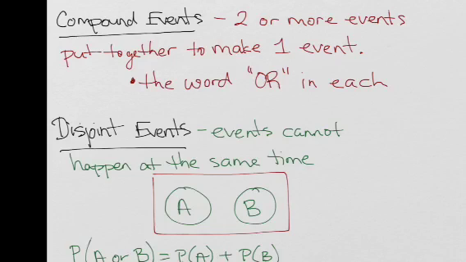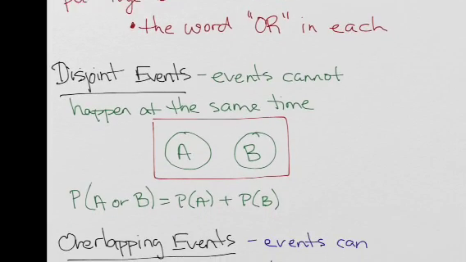Today we're going to talk about what are called compound events, and that is when two or more events are put together to make one single event. And you're always going to see the word "or" in these particular problems. All right, now there's two different kinds, the easy and the hard.